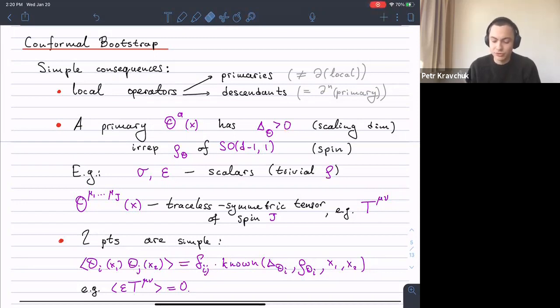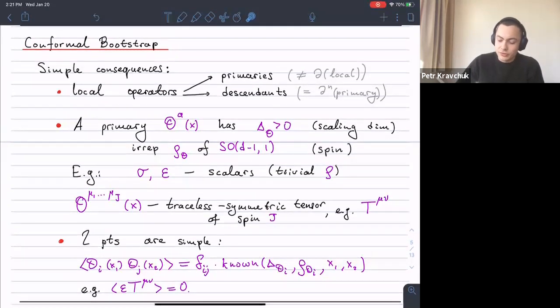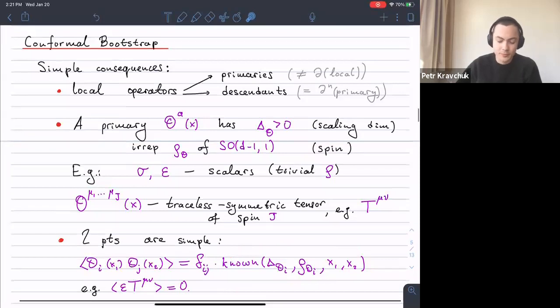Using constraints of conformal symmetry, one can show that the 2-point functions in conformal field theories have a very simple form. They are only non-zero between an operator and itself. So for example, 2-point functions such as epsilon and the stress tensor vanish. And when it's non-zero, it's just given by some fixed known function of scaling dimension, Lorentz representation, and space-time coordinates. So for scalars, we saw this is just 1 over |x1 minus x2| to the 2 delta O, but for operators with spin, it's more complicated, but still perfectly known.